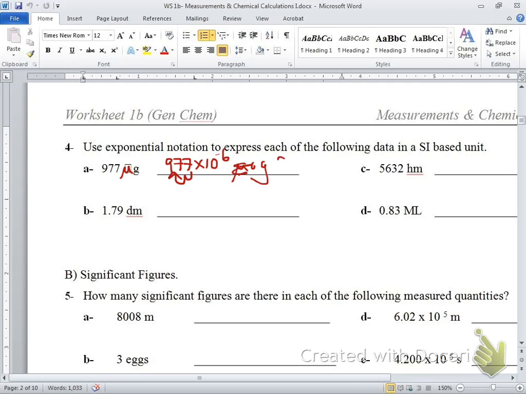And so that's going to be 977 times 10 to the minus 2. Oh, sorry, minus 4. So if you move it to the left, the exponent increases in value, but it was minus 6 before, so it goes minus 5, minus 4.